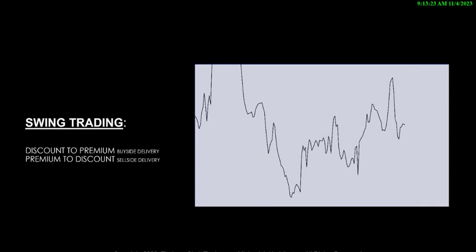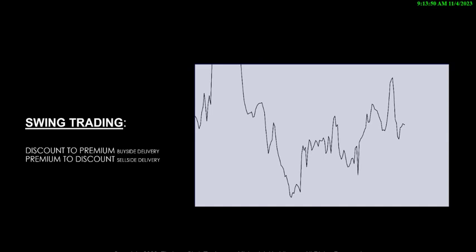All right, so in a lot of ways, this is basically my interpretation and creating a language around swing trading. When I say swing trading, what I'm referring to is, if I'm bullish, I'm trading from discount to premium, riding the coattails of buy-side delivery. If I'm bearish, I'm trading from premium to discount, riding the coattails of sell-side delivery.